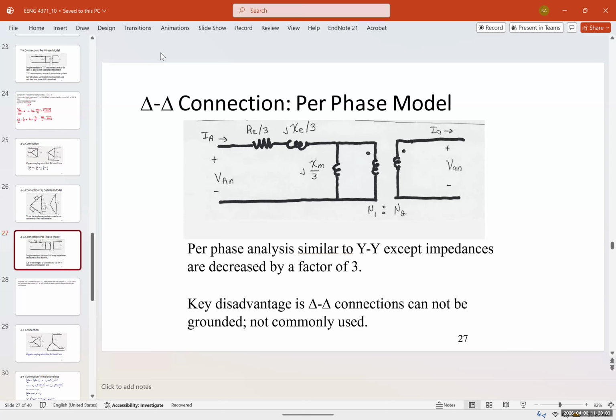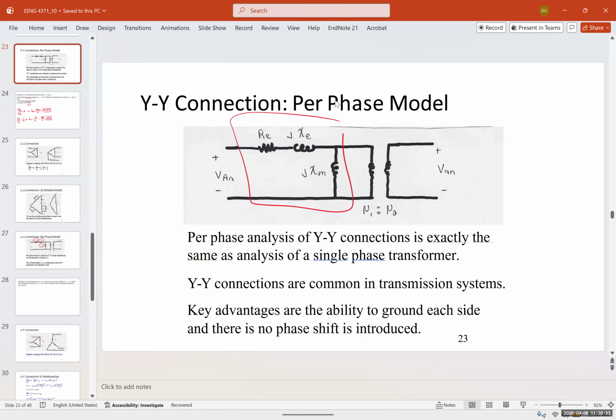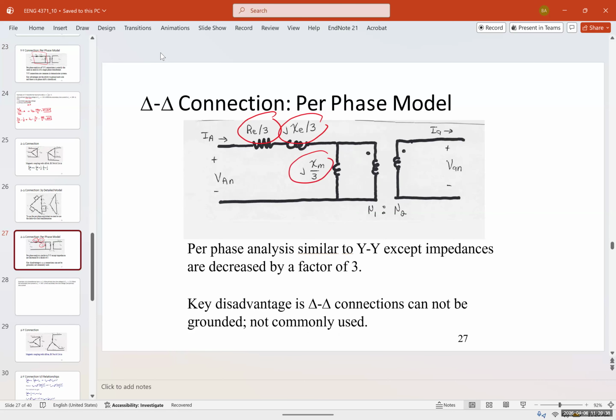again, we can do it as a single phase, but the only difference is that the impedances are decreased by a factor of 3, meaning all the impedances for a delta connection are going to be the single-phase values divided by 3. So we have the resistance divided by 3, the impedance, the admittance, all of them are divided by 3. Now for a Y connection, we didn't change anything. It was exactly like a single phase. But for a delta connection, you must divide everything by a factor of 3.